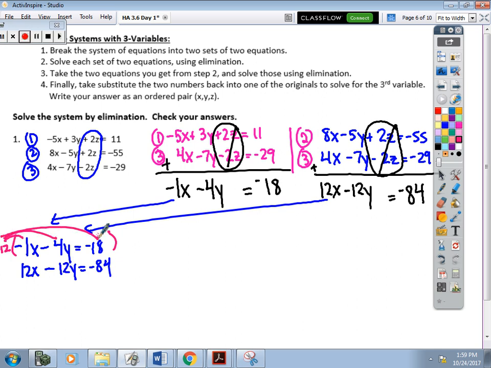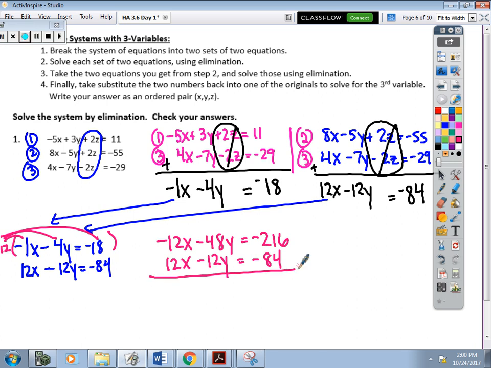Now you want to make sure you multiply all of them by that number. So we'll get negative 12x minus 48y, and that'll get me negative 216. And multiply. Again, if you did the y variable, you're going to get different numbers. Your answers are still going to come out the same.